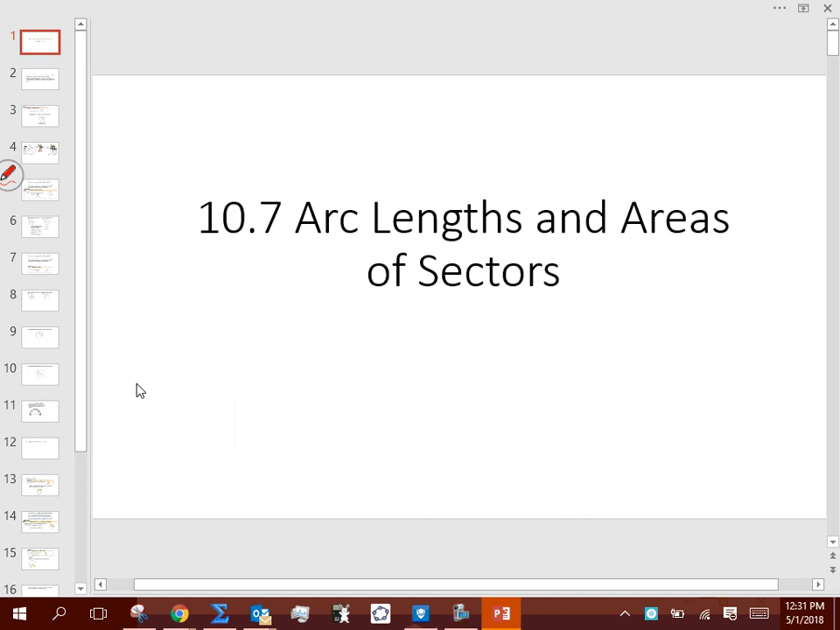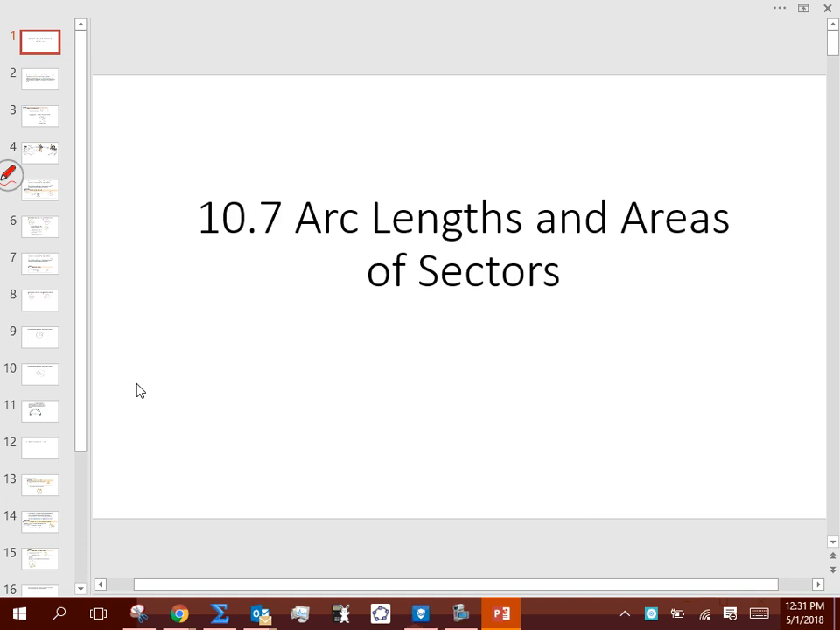It's talking about arc lengths. We've talked about arc measurements as degrees. That was all in chapter 12. Now we're going to learn how to deal with it in terms of a length. That's kind of why we did chapter 12 before we did chapter 10.